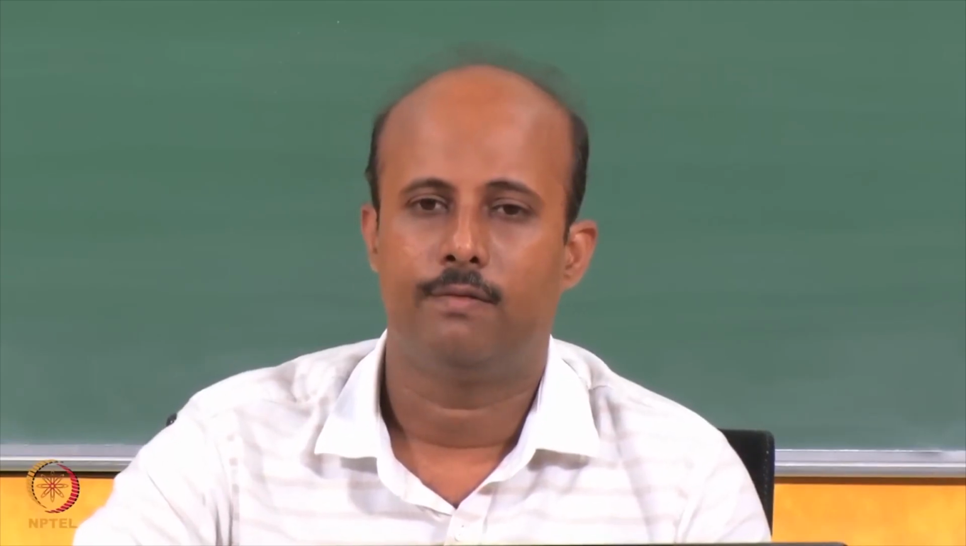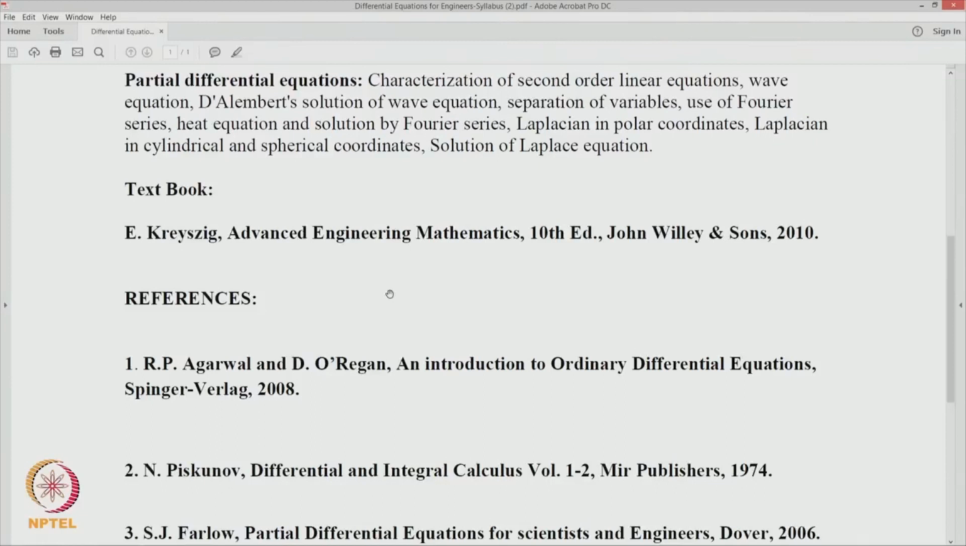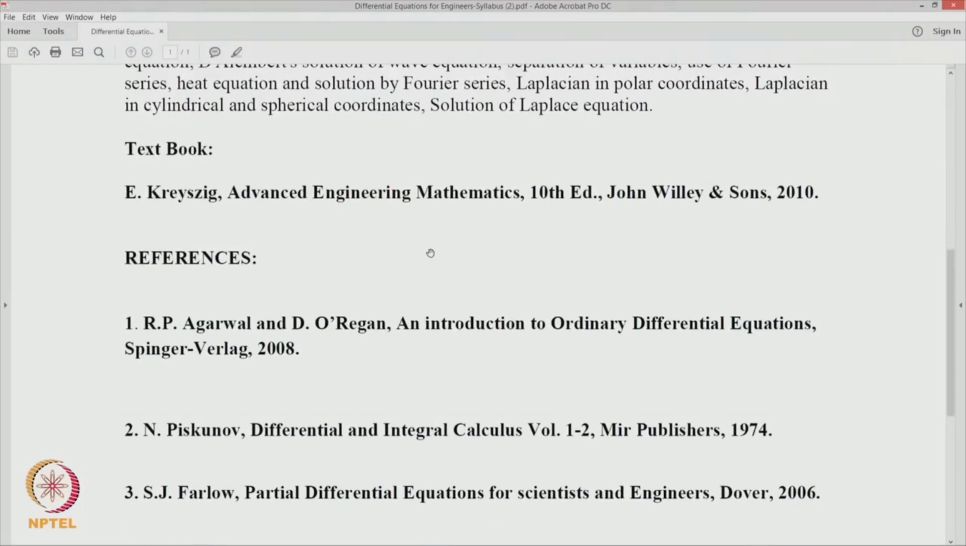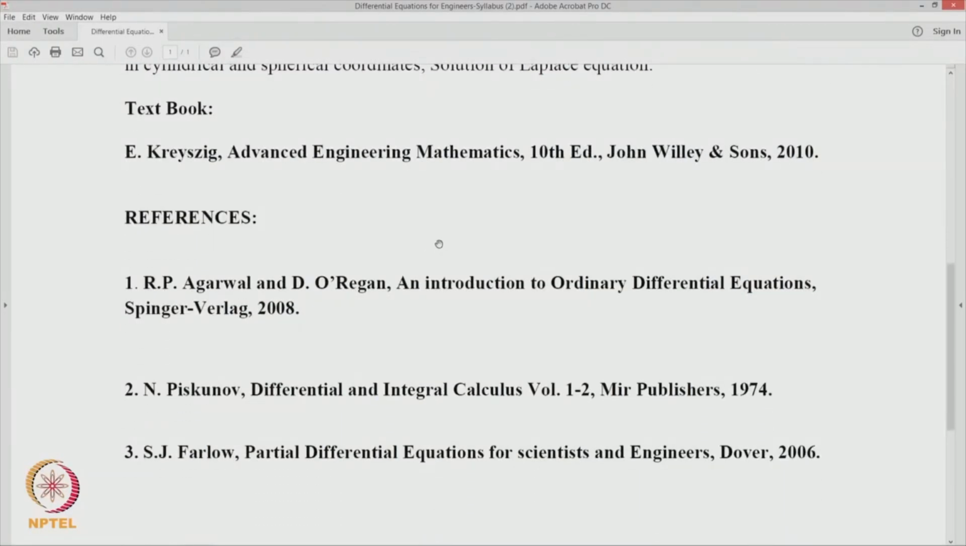The textbook that we follow is basically Kreyszig. I may not follow exactly the contents of Kreyszig, but you may find most of the material in this book. For reference books, you can look into Agarwal and Regan, Introduction to ODE, and Piskunov for part of the calculus. You can also look into any partial differential equations book, for example Tang. There is a book called Tang, which I did not show here. You can also look at this book, Partial Differential Equations for Scientists and Engineers, Dover publication, by Farlow, S.J.